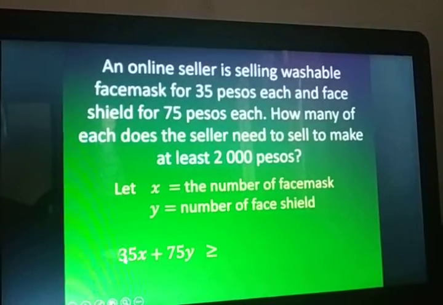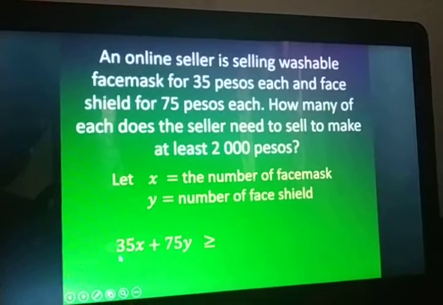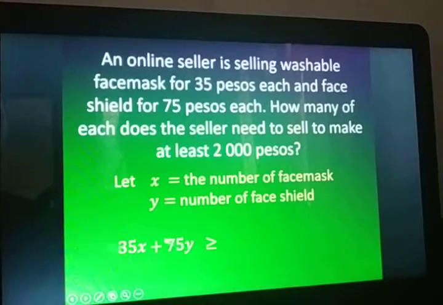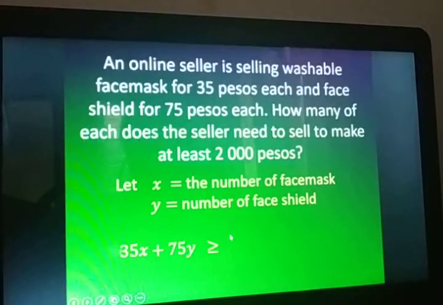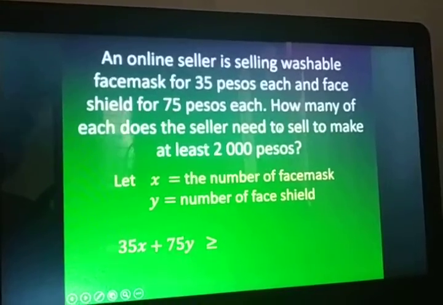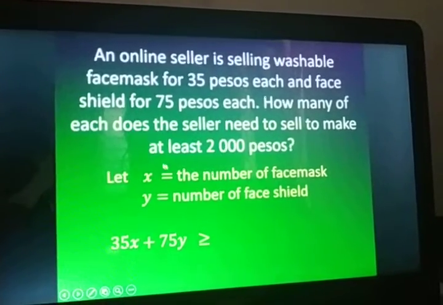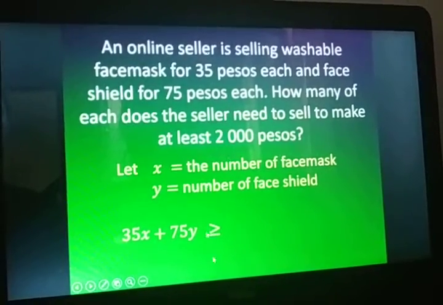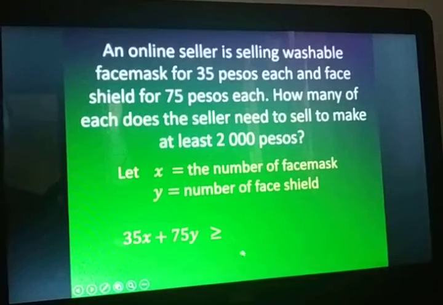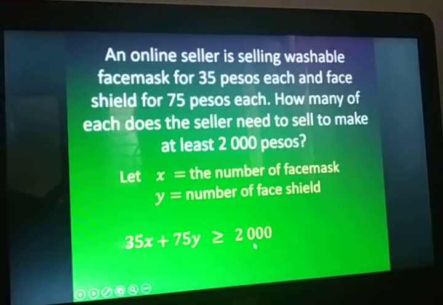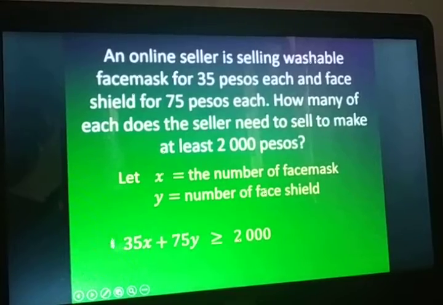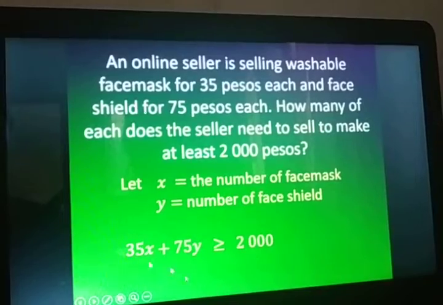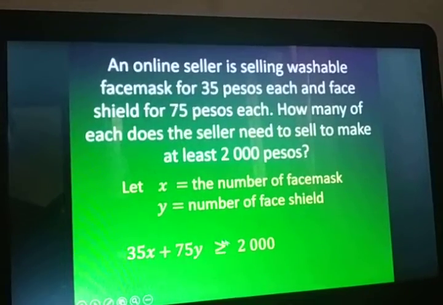35x plus, ang face shield 75, 75y. And then with the words at least, meaning pinakadyutay na, so greater than or equal to. The word at least suggests the use of greater than or equal to 2,000 pesos. That's our equation, not equation, linear inequality. An interpretation of this problem into linear inequality. Hindi na equation, kaya wala na tayong equal sign.